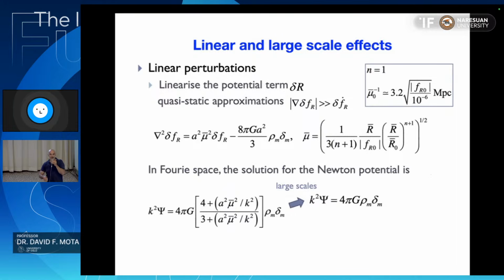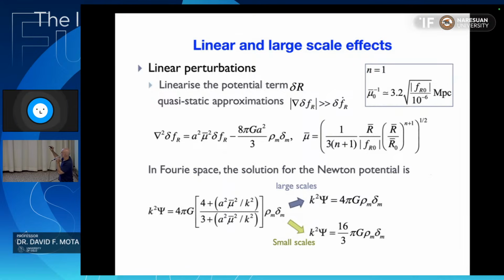And I can look at two solutions. One, I can look at the very large scales. K is one over lambda, the length scale. So K goes to 0, very large scales. So I have K squared psi, and when K goes to 0, this is equal to 4 pi G rho m delta m. That's the equation for very large scales. And when I come to very small scales, I have 16 pi G rho m over 3. So I have a different one.